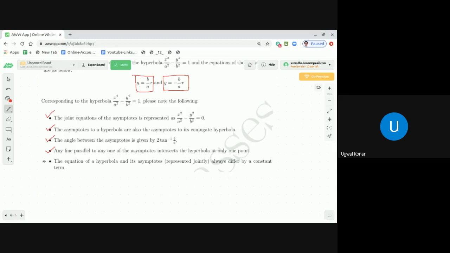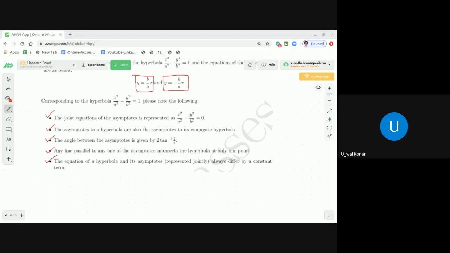The equation of a hyperbola and its asymptotes always differ by a constant term. The equation of the hyperbola and the asymptotes, when you represent it jointly, like x square by a square minus y square by b square equal to 0, always differ by a constant term. So these are the information related to the asymptotes.